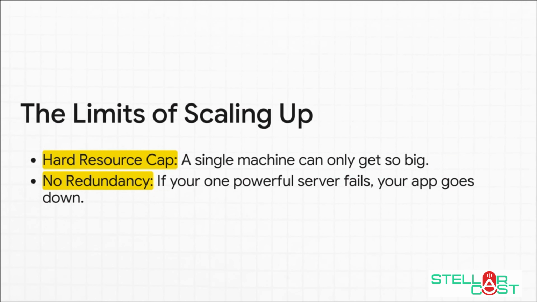Now, scaling up seems simpler at first, right? But you quickly hit a hard physical limit. You can only make one machine so powerful. And more importantly, you've just created a massive single point of failure. This isn't just a technical problem, it's a huge business risk. If that one server fails, your entire application just goes dark.